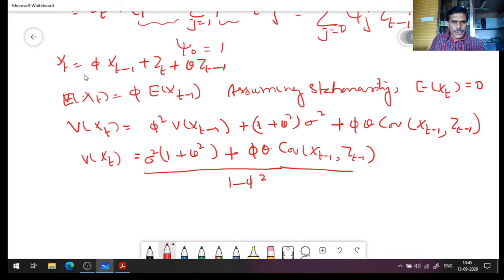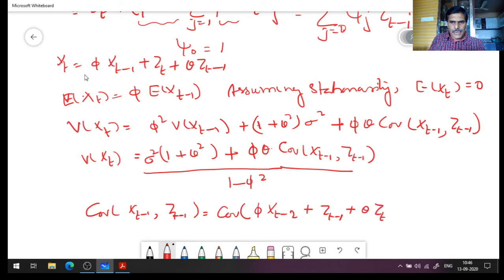because that you got from here. And you can see that the covariance between xt minus 1 and zt minus 1 is equal to the covariance between, what is xt minus 1? Phi xt minus 2 plus zt minus 1 plus theta zt minus 2. So you have to take the covariance between this. Now you can see that this is one step ahead of this, so this covariance is 0. Plus this covariance is actually the variance, which is sigma square. Plus this covariance is 0. So this basically turns out to be sigma square.